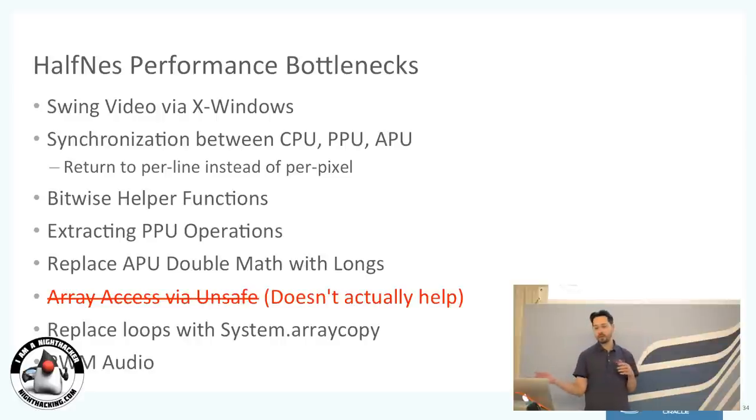Basically, it stores the game cartridges as a big array in memory, and it keeps scanning around for memory. It keeps writing to the memory to then do registers. It's quite a lot of array access, but it didn't help. This one actually didn't help either, the system replacing loops with system array copy, because that's now an intrinsic, so it automatically does that. Pulse width modulation was another thing which helped a lot.